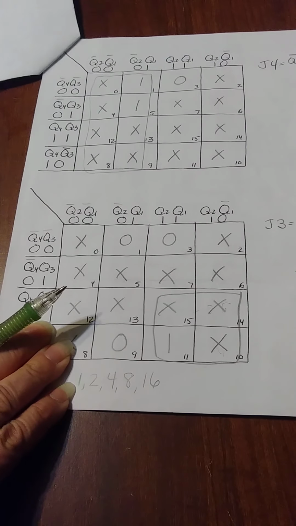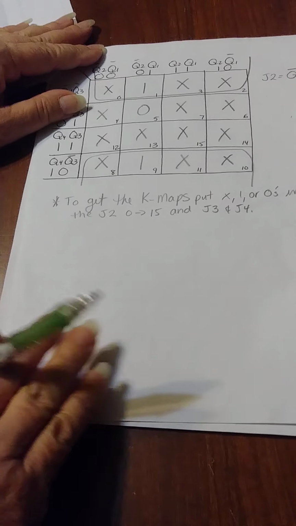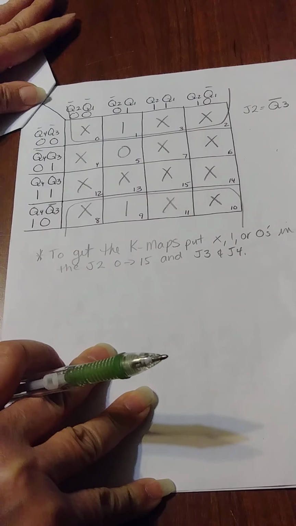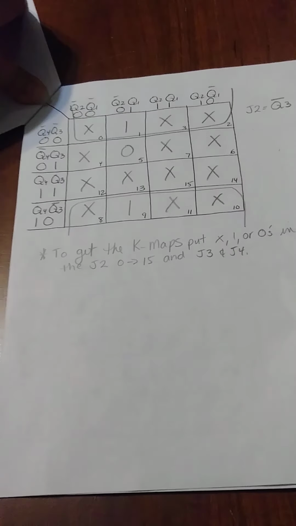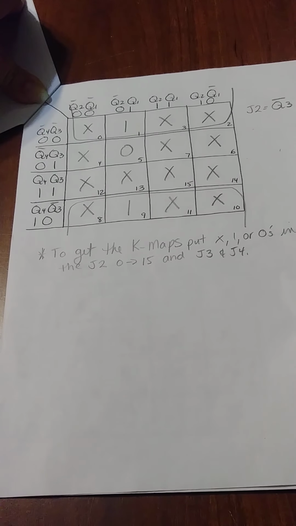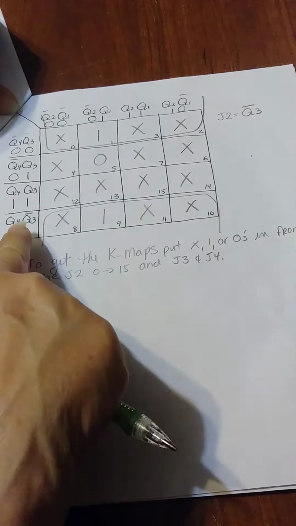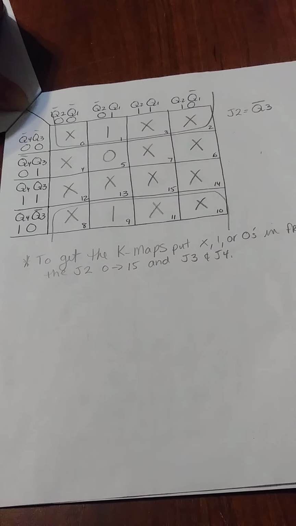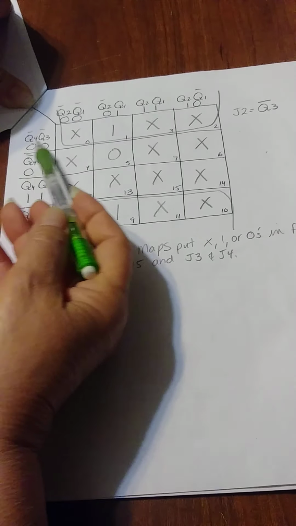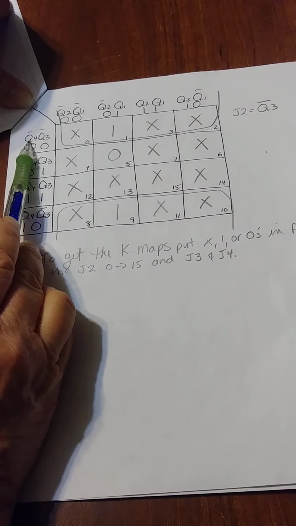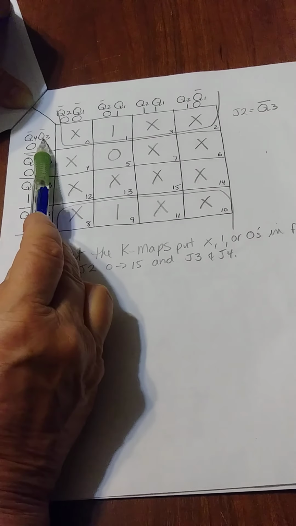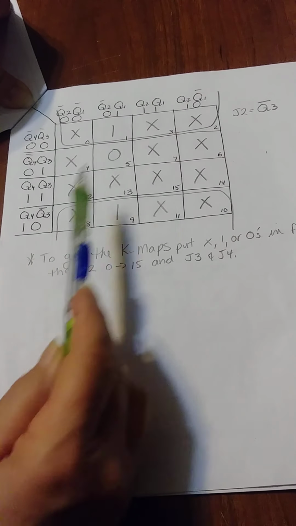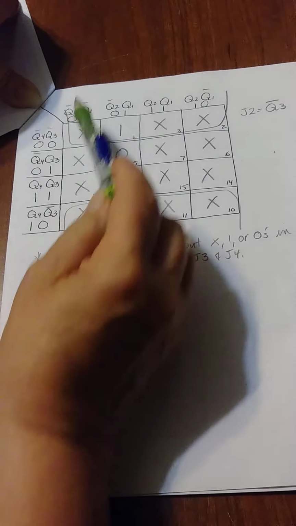Last but not least, we have J2. So we fill in the numbers from 0 to 15. We look this way. So the Q3 on this and this did not change. We have Q4 not, Q4, Q3 not, Q3 not. So that stays the same. When we're going this way to Q2 and Q1, they all change. So the logic for J2 is Q naught 3.